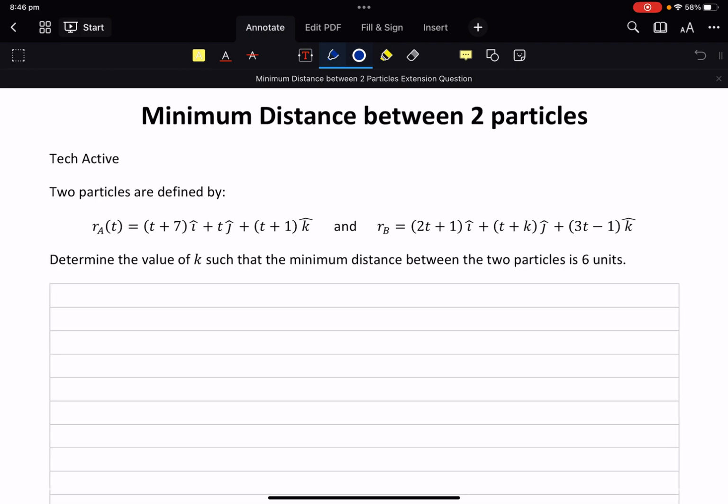We've got 2t, t plus k, and then 3t minus 1. That's my i, that's my j, and that's particle B. Particle A is going to be t plus 7, t and t plus 1.